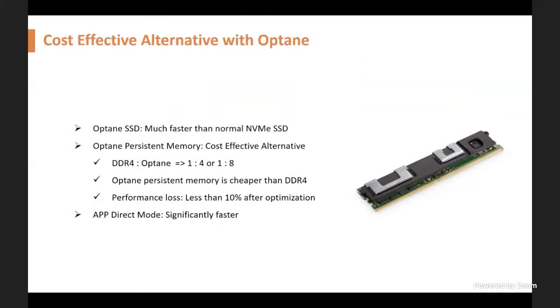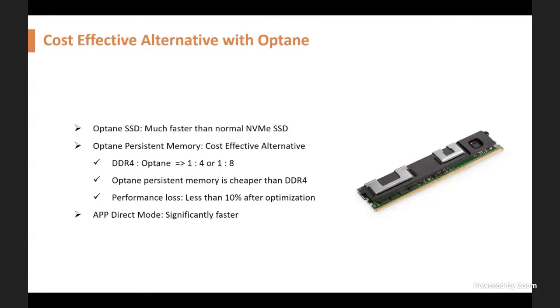We can use Intel Optane persistent memory to get a cost-effective solution. Optane SSD is much faster than normal NVMe SSD, but Optane persistent memory is even more exciting. With smaller size DDR4 memory, we can build the configuration with larger physical memory capacity.